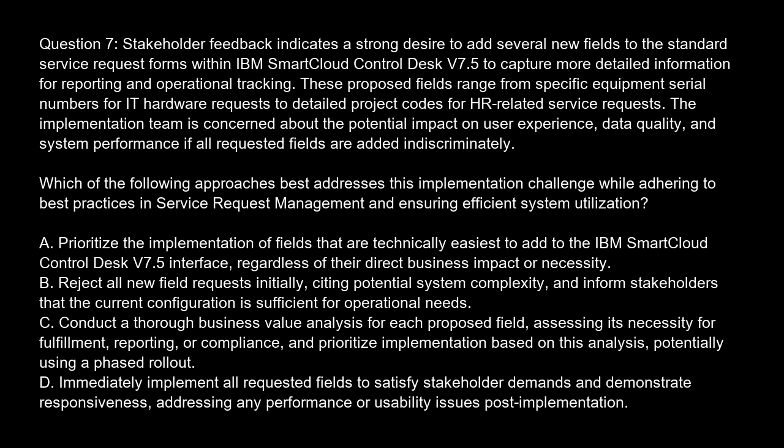Option B. Reject all new field requests initially, citing potential system complexity, and inform stakeholders that the current configuration is sufficient for operational needs. Option C. Conduct a thorough business value analysis for each proposed field, assessing its necessity for fulfillment, reporting, or compliance, and prioritize implementation based on this analysis, potentially using a phased rollout. Option D. Immediately implement all requested fields to satisfy stakeholder demands and demonstrate responsiveness, addressing any performance or usability issues post-implementation.